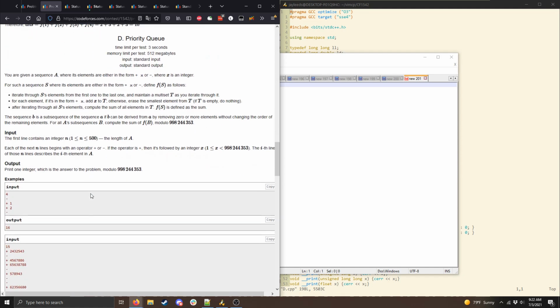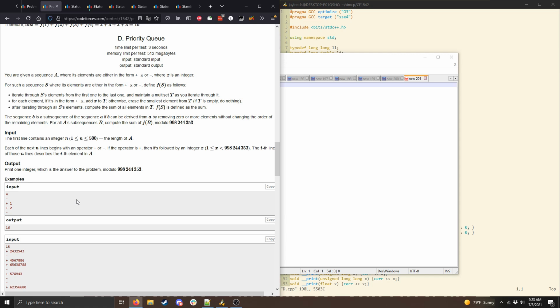Alright, so let's look at D. Okay, so this is a pretty interesting problem. So we have a sequence of operations we're performing, and each operation is either to add a certain element to a multiset, or just to delete the smallest element in the multiset. And we're going to take a subsequence of these operations, and we want to compute the sum of the elements in the multiset over all of the possible subsequences.